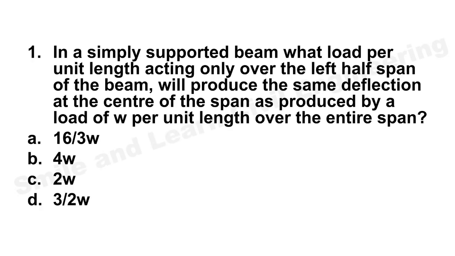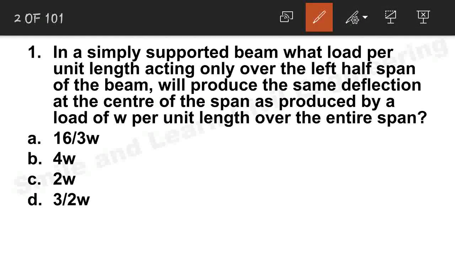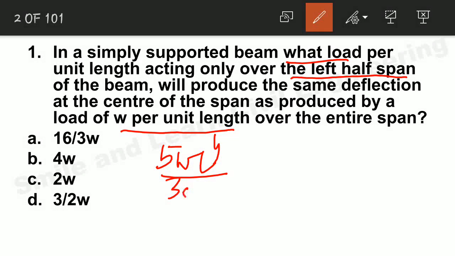In a simply supported beam, what load per unit length acting over the left half span of the beam will produce the same deflection at the center of the span as produced by a load W per unit length over the entire span? So let's draw the figure. Simply supported beam, UDL, load W per unit length over the entire span gives 5WL to the power 4 by 384 EI, right?